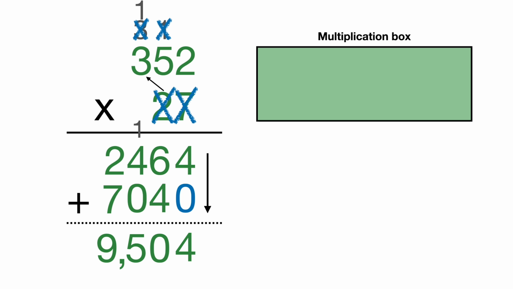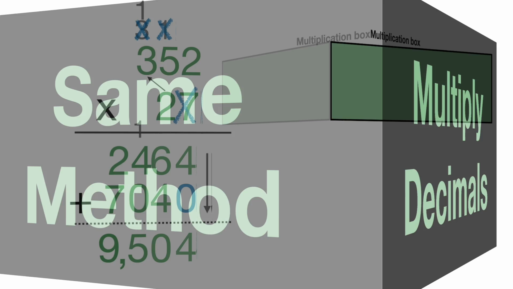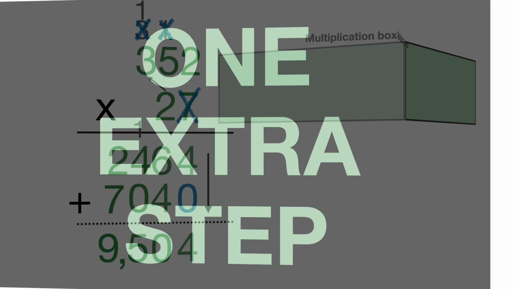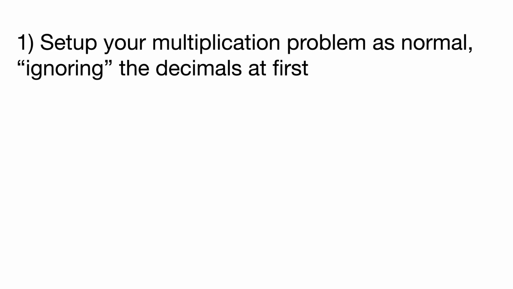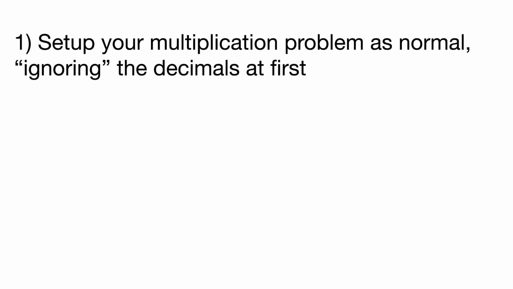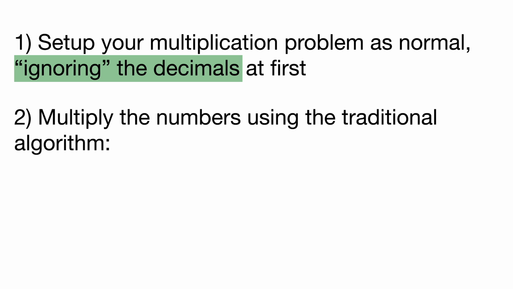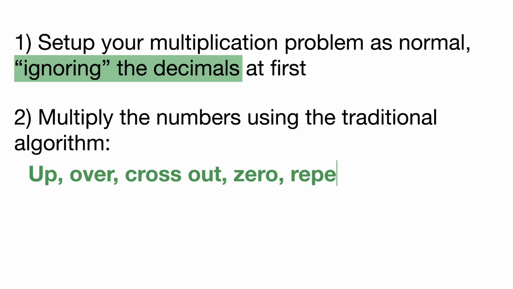But now we're going to learn how to multiply decimals using the exact same method, but we're just going to do one extra step. So I'm going to break this down into 3 basic steps. And the first thing you're going to do is set up your multiplication problem as normal, and you're going to ignore the decimals at first. Second, you're going to multiply the numbers using the traditional algorithm. And again, that's going to be up, over, cross out, 0, repeat. And then once you have everything, add them up.